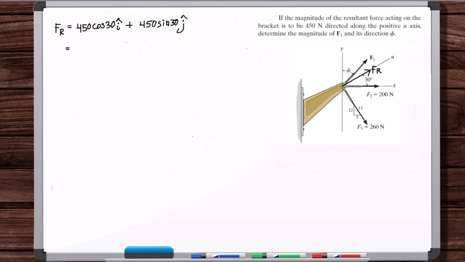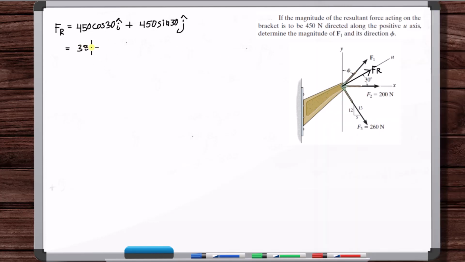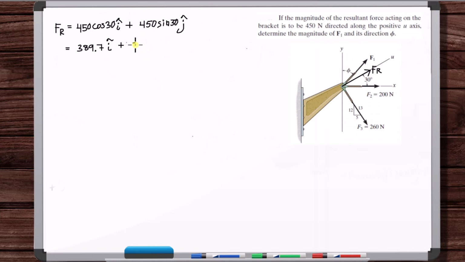Okay, so cosine 30 gives 389.7 i hat plus 225. Okay, we also know what? We know that F2 is equal to 200 i hat.